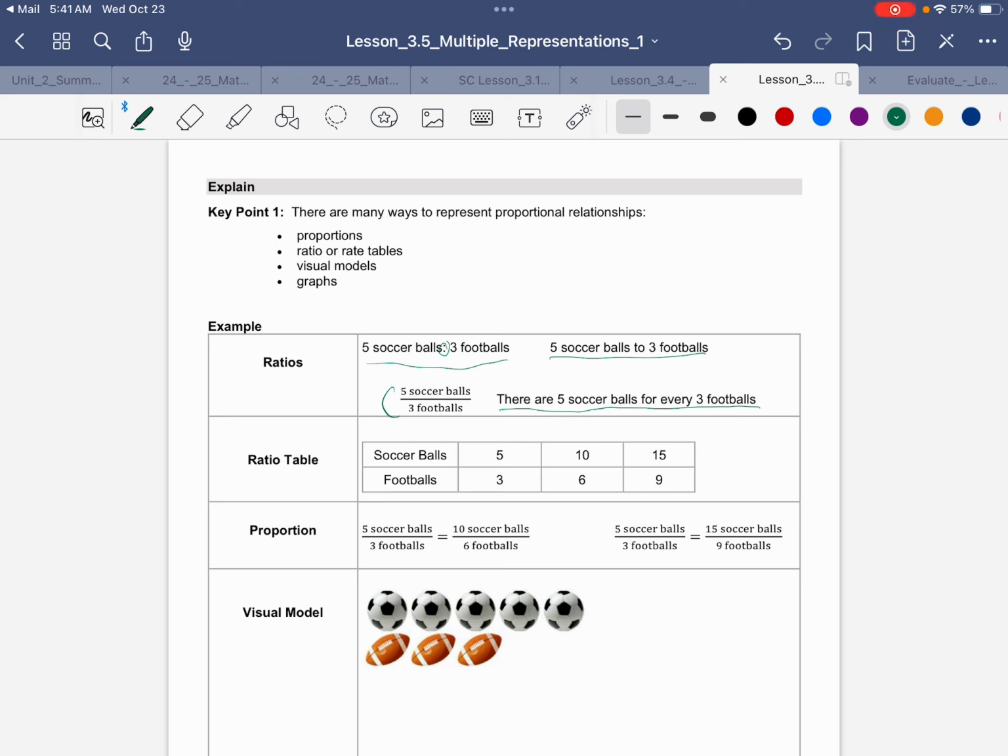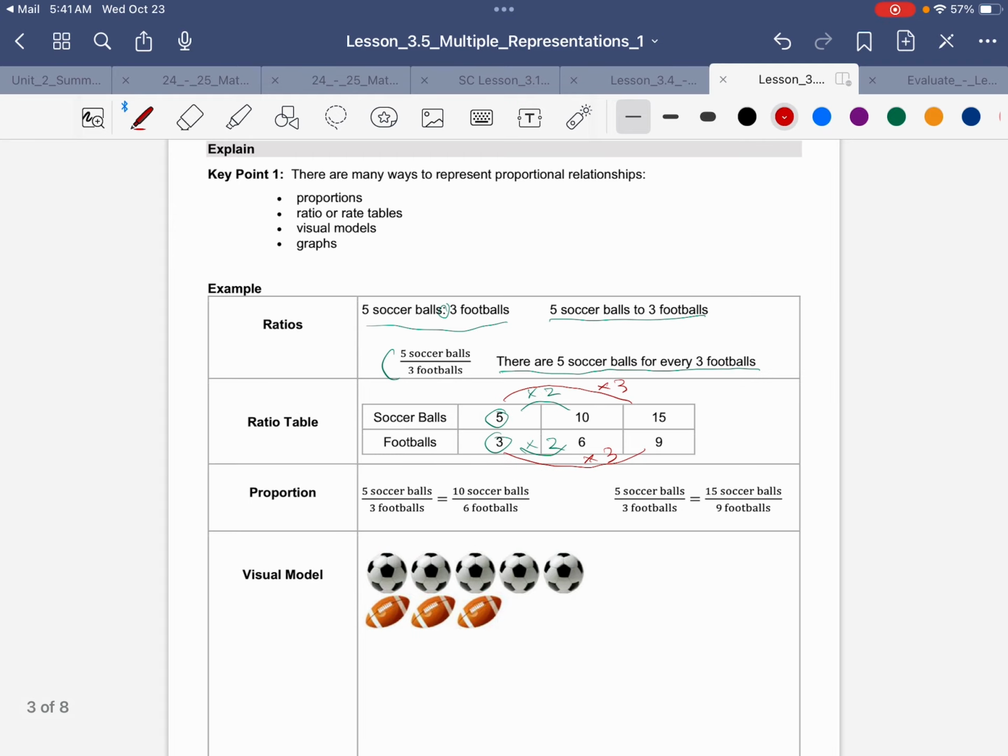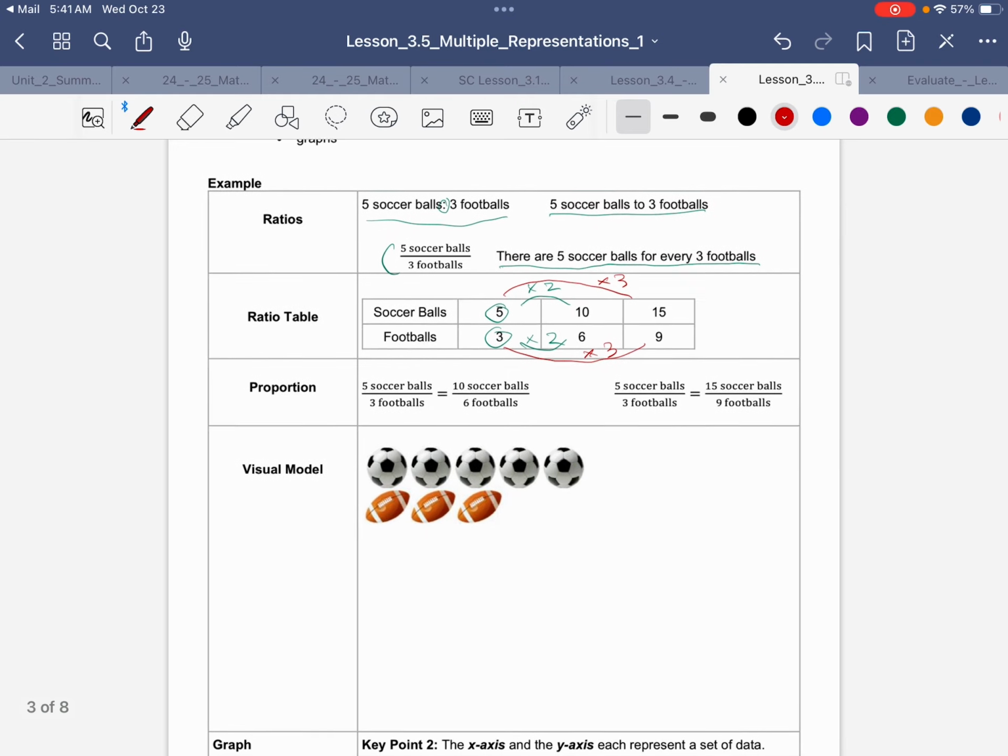Okay. Similarly, a ratio table is telling you the same information. You got 5 soccer balls, 3 footballs, but you also are figuring out here. Look, they use a scale factor of 2 to go from 5 to 10. So they did the same scale factor here to 6. There you go. Then this one here, they use a scale factor of 3 to get from 5 to 15. Here they use a scale factor of 3. 3 times 3 is 9. So that would still be proportional to our given ratio. Okay, here's our visual representation.